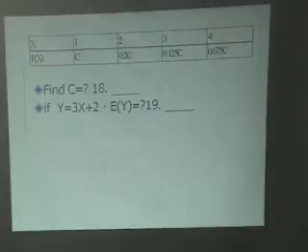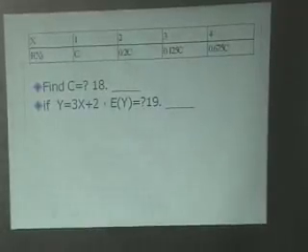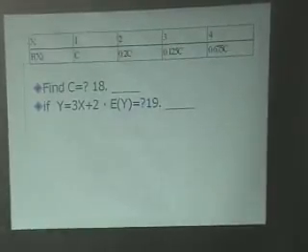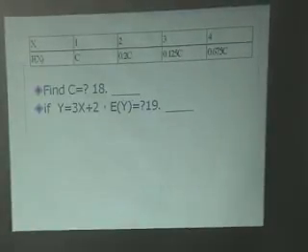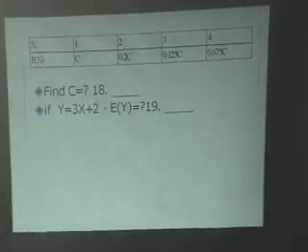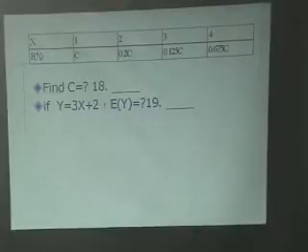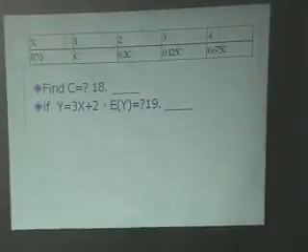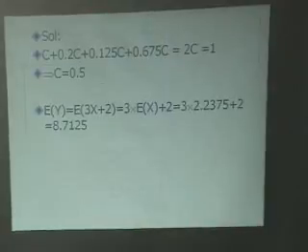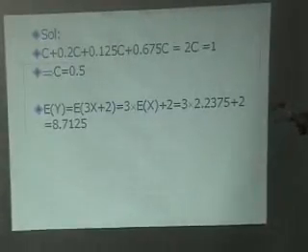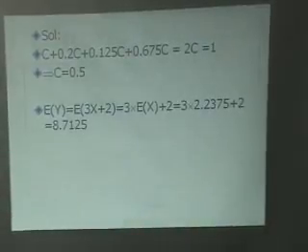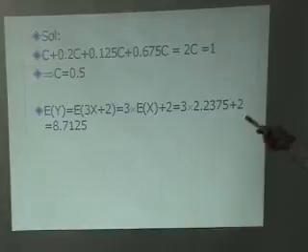First you are required to calculate C. The only thing you need to know is the properties of probability. For any event, the probability is greater than or equal to 0 and less than or equal to 1. And for the whole summation, it should be equal to 1. That's what you're going to use there. So here, C plus 0.2C, etc., has to be equal to 1. The whole thing is equal to 2C, so you get C equal to 0.5.